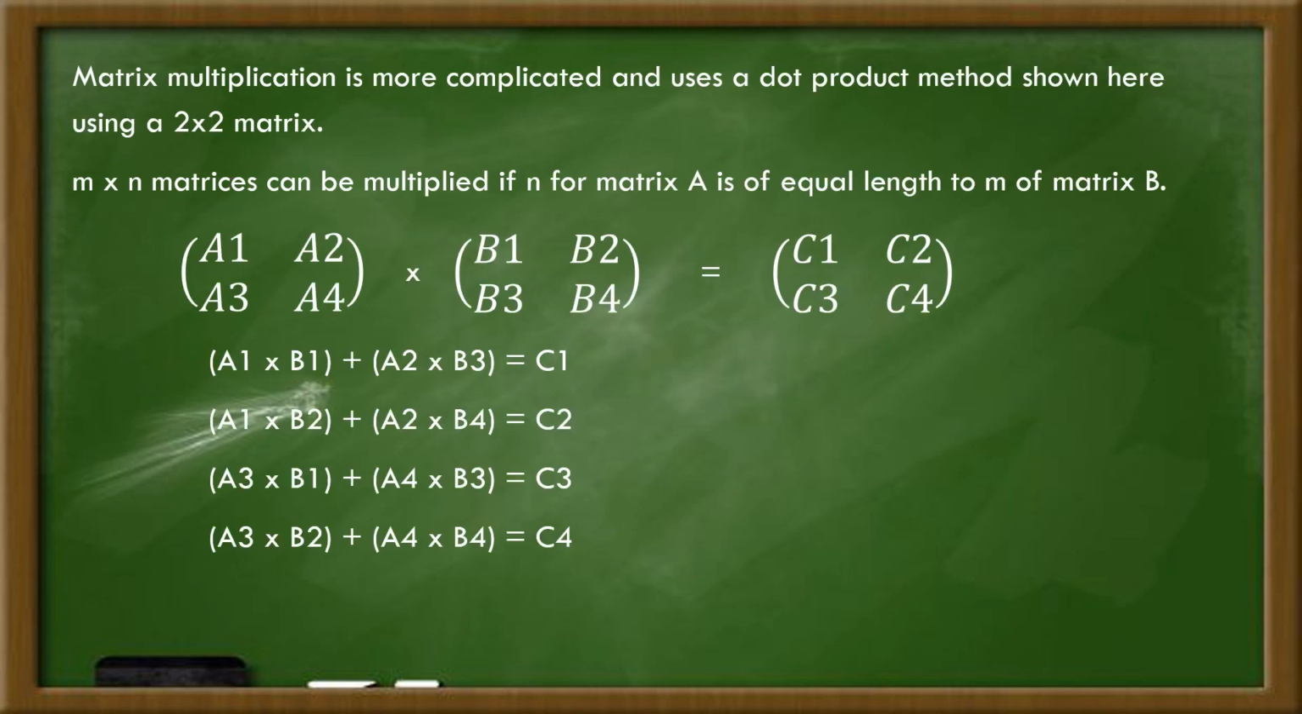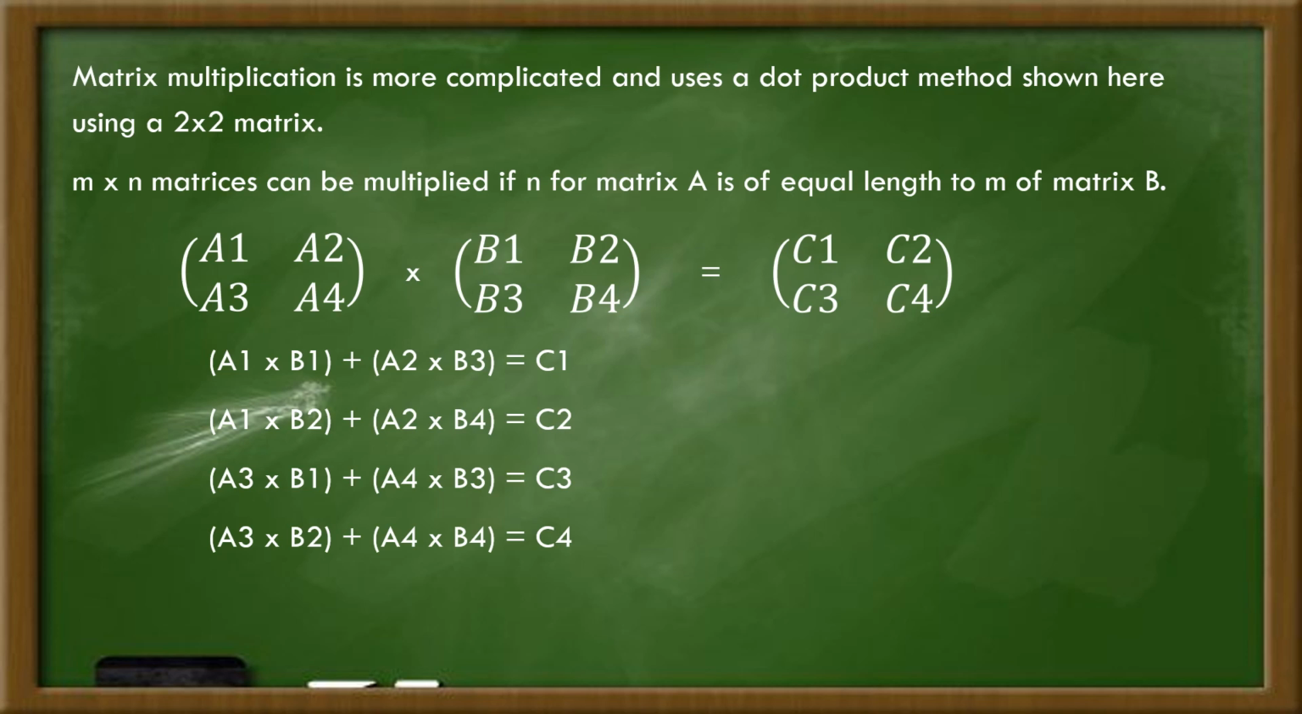Matrix multiplication is a bit more complicated and involves a dot product method. So unlike in matrix addition and subtraction, matrices of different sizes can be multiplied with one another, provided that the number of columns in the first matrix is equal to the number of rows of the second matrix. The method to do so goes like this.